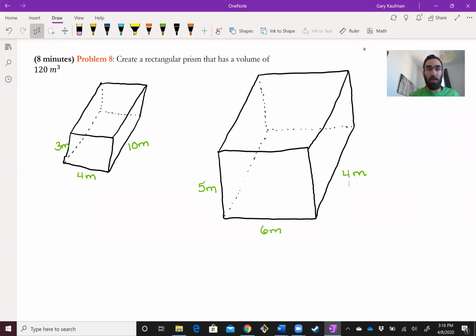While there are infinite possibilities, here are 2, because as a reminder, the volume is the area of the base multiplied by the height of the prism. And in this case, the area of the base over here is 3 by 4, so that's 12 meters squared. And I multiplied it by 10 to get 120. Over here, the area of the base is 30 meters squared, and then I multiplied it by 4 again to get 120. So there's multiple answers to this problem.